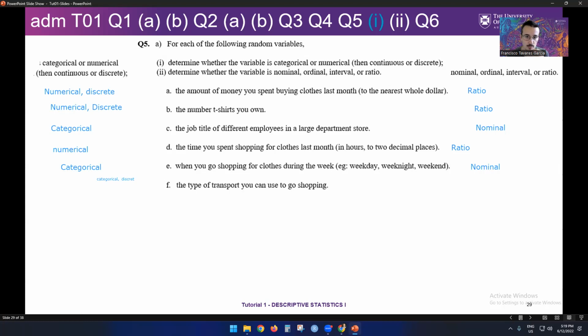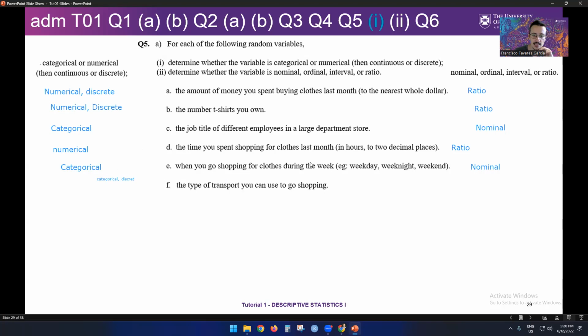The time you spent shopping for clothes last month. When it's money, you can't break down further because it stops at cents. If you look at the stock market, maybe it's a little bit different, they break it down a little further. But when it's time, you can measure it with a chronometer or something, and break the seconds down into smaller parts. So you can call it continuous in this case.